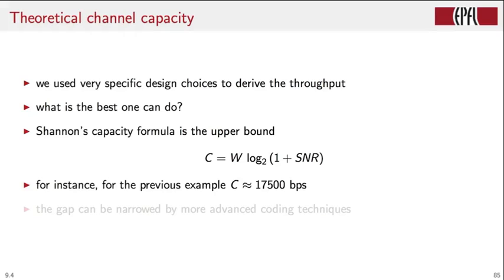So, for instance, for the parameters that we used before, the maximum capacity for that channel would be 17,500 bits per second. And with our design scheme, we're basically hitting half the capacity of the channel. The gap can be narrowed if we use more sophisticated modulation and data coding techniques, but as I said, to explore these topics, we would have to start an entirely new class in information theory.